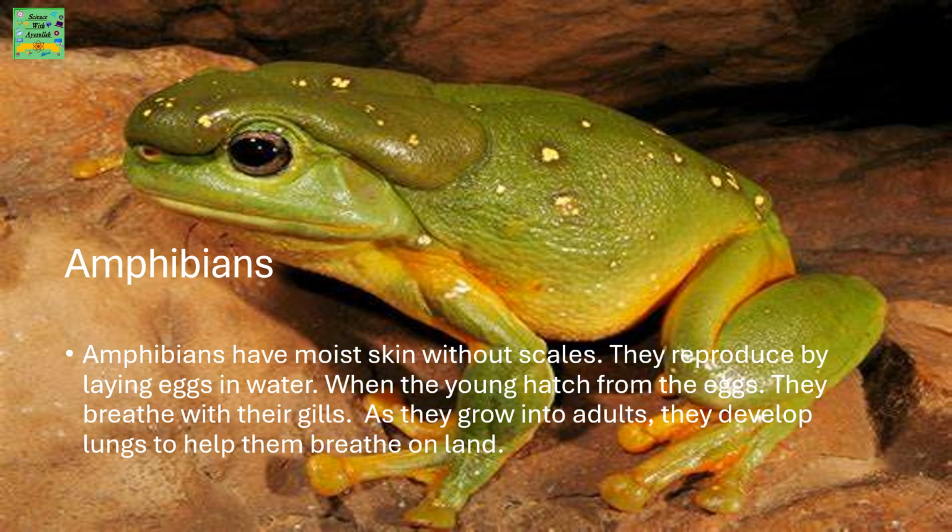Now you can see the difference between mammals, fish, and amphibians, from their birth till they were adults. In fish, they were having gills throughout their life, whereas in amphibians, during their birth they had gills, but as they grew up into adults, they had lungs to breathe on land too.